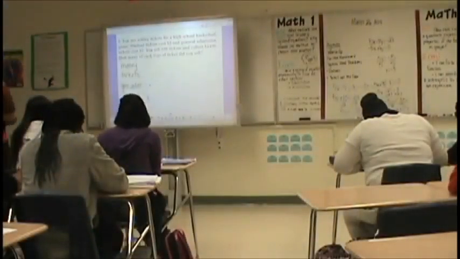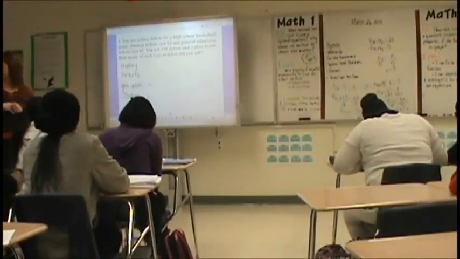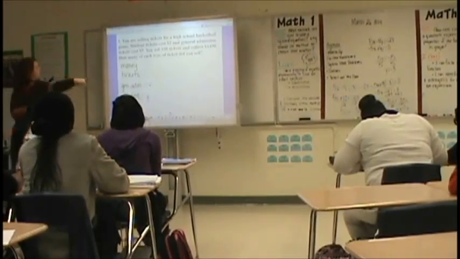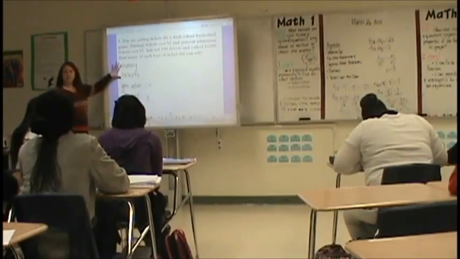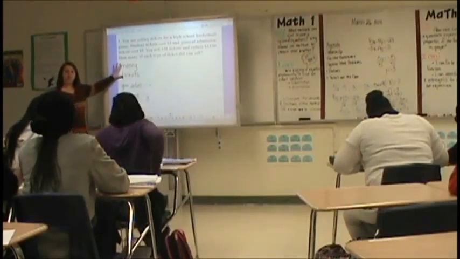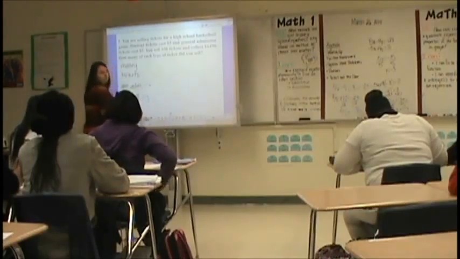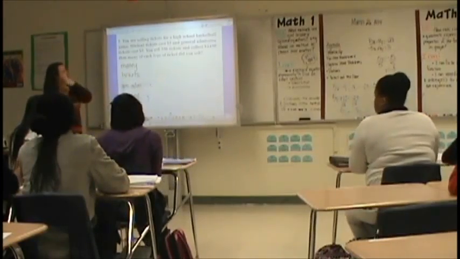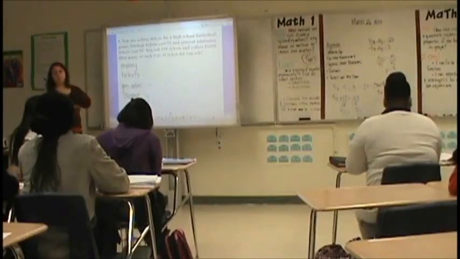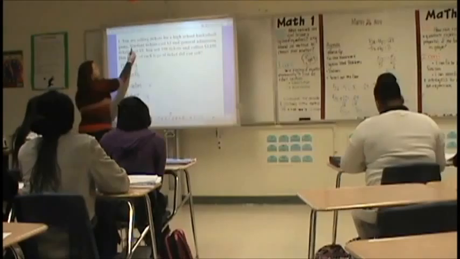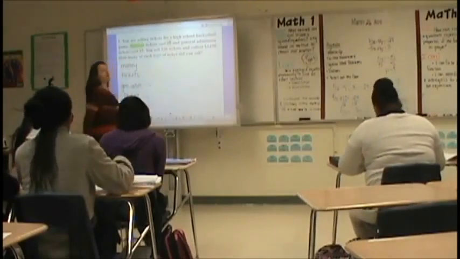Now we got to get our equations, right? How many equations? 2. Cara said money and tickets. Those are my two different things we're dealing with, right? So now let's go through the problem. You're selling tickets for a high school basketball game. Student tickets cost what? $3. So the students are $3.